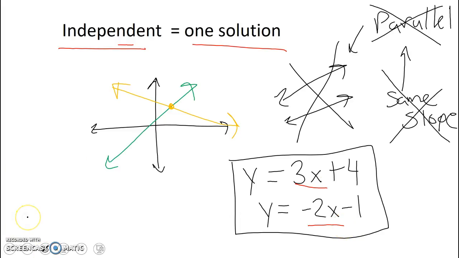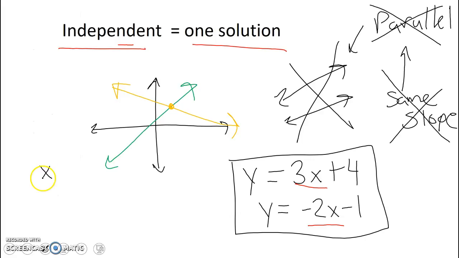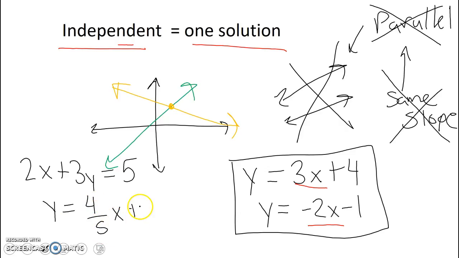Now let's say I don't have an equation in y equals mx plus b form. Let's say I have something like 2x plus 3y equals 5. And I have y equals 4/5 x plus 2. How could I tell if these two things are independent? Well, I can tell that this slope is 4/5, but I don't know what this slope is. Like, this is the question mark.